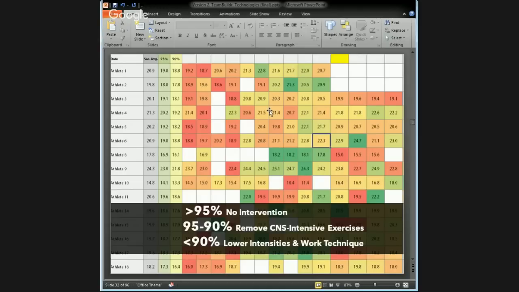If they're between 90 to 95% of their rolling average, maybe at that point we'll remove the CNS intensive exercises. So if it's lower body, if we have Olympic lifting programmed or clean pulls, clean snatch pulls, whatever, let's remove the things that are going to negatively affect their CNS and try to give them a little bit of a training response, a little bit of a dose, but not enough where we're really digging them further into that hole. And then lastly, if they're below 90%, then maybe we need to, across all sets, remove the volume and also lower the intensities and just work on technique.